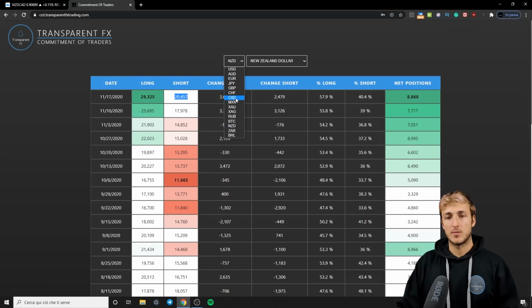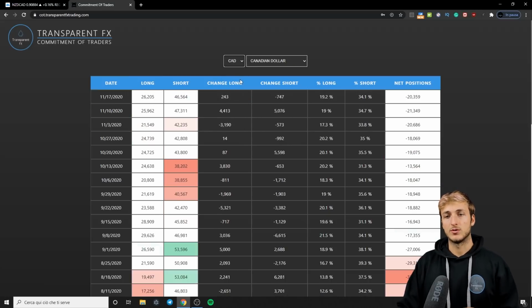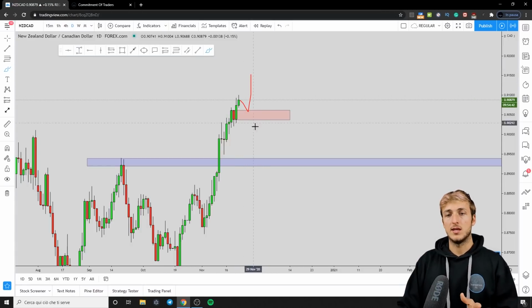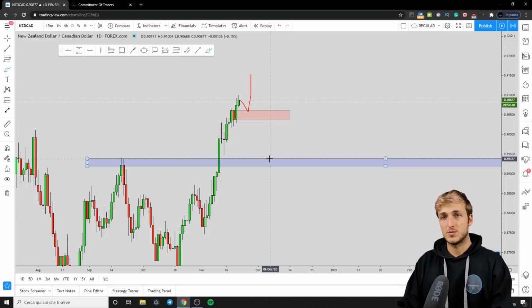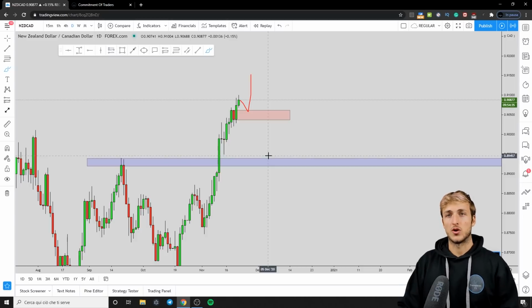And if we go and see what we have from a CAD perspective, we see exactly what we would like to see. So shorts getting closed and longs getting opened on it with net positions increasing. Obviously, yes, the CAD is still quite weak. However, we're starting to see longs getting added and shorts getting closed. In fact, that is exactly what we need. Why? Because in order to make this move to the downside, we need a retracement in the strength of the NZD. So we need a little bit of a weak NZD and strong CAD. So having longs added from an institutional perspective on the CAD and shorts added from an institutional perspective on the NZD is exactly what we were hoping for.